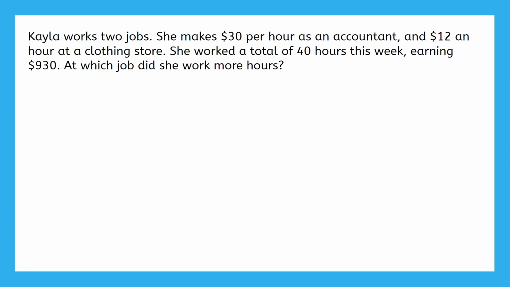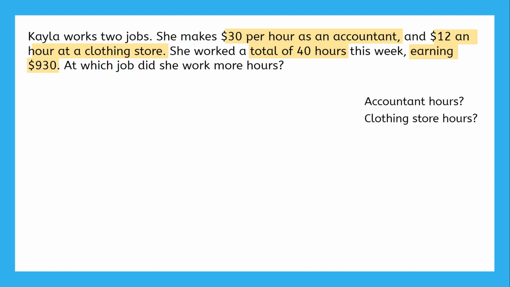First, we need to set up the two equations, which means we need to know what our variables are. We know how much she earns at each job, how many hours she worked this week, and her total pay this week. What information are we missing that ties all of this together? Of course, we need to know how long she worked at each job. Those will be our variables, A for her hours as an accountant and C for her hours at the clothing store.